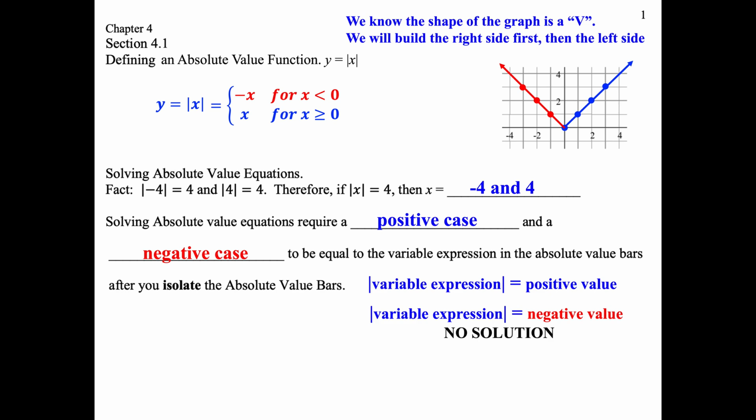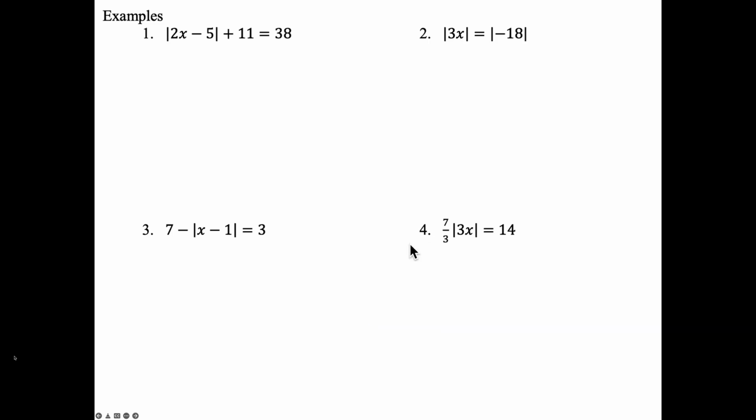When you take the absolute value of some number, you're supposed to get a positive value. If we set it equal to a negative value, there will be no solution possible. All right, let's look at some examples.